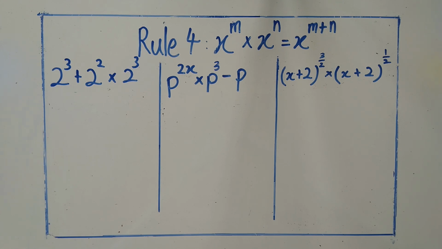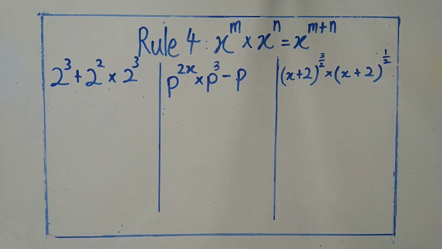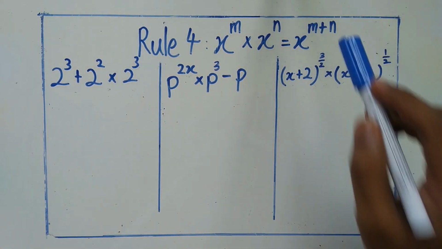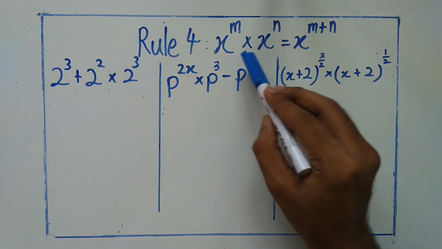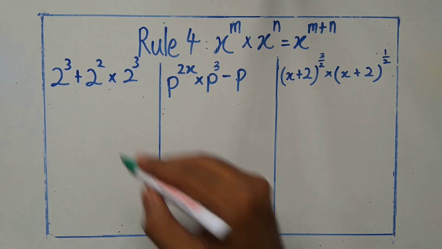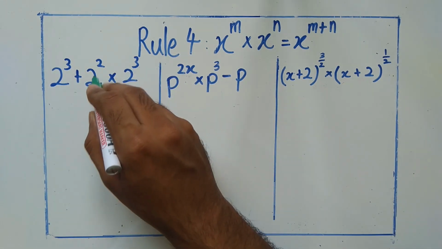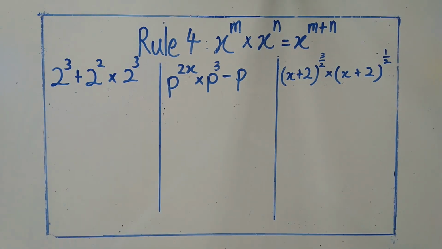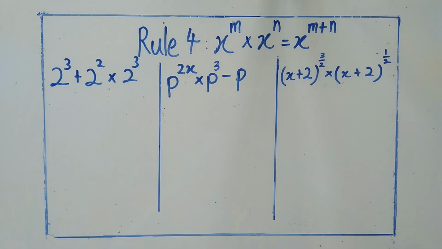The fourth rule is the addition rule. When you multiply numbers with the same base, you can add the exponents together. A common error here is that the addition rule does not apply to the addition of the same base. Here are some examples. In the first example, we can combine 2 to the power 3 times 2 to the power 2, but we cannot combine 2 to the power 3 plus 2 to the power 2.